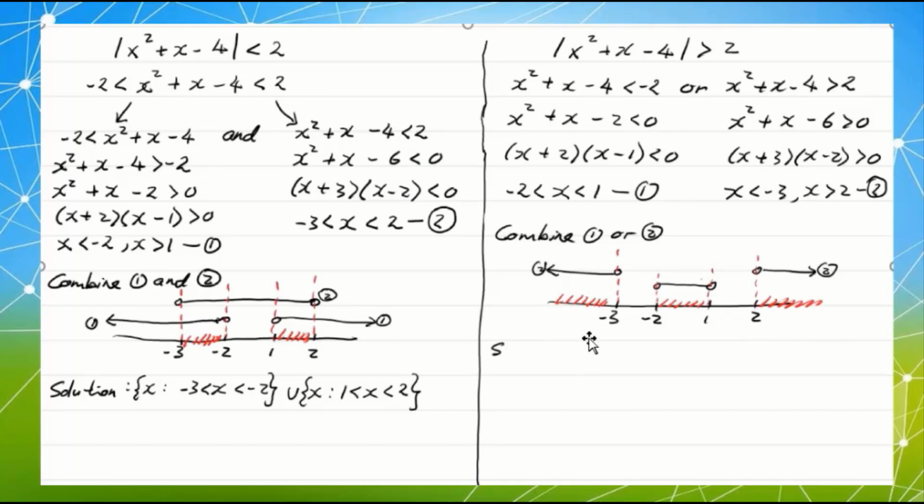So therefore, the solution for this modulus inequality is x less than -3, or x in between -2 up to 1, or x greater than 2.